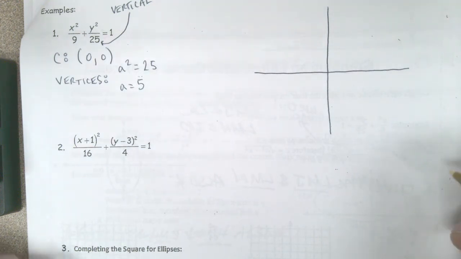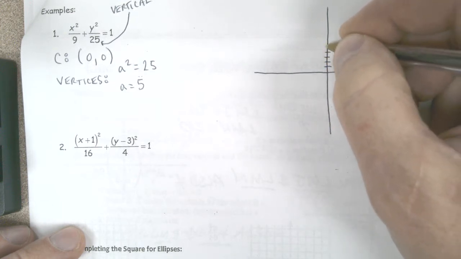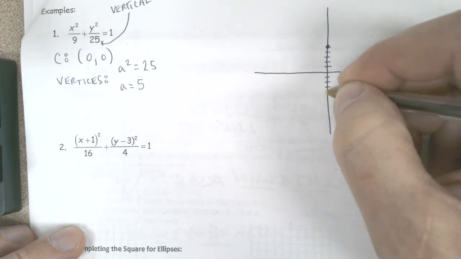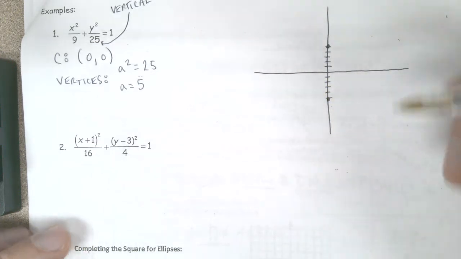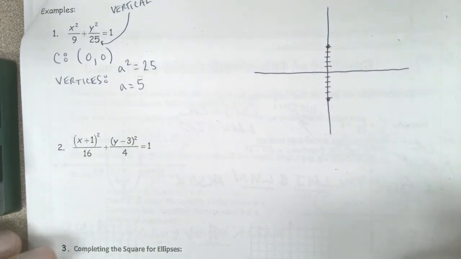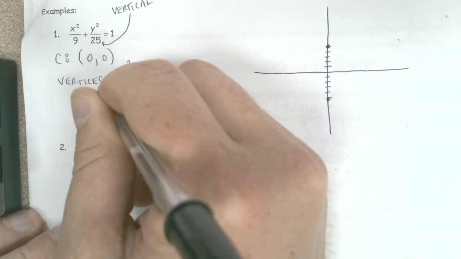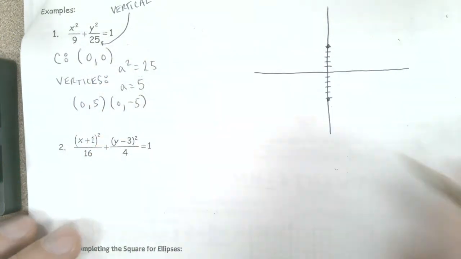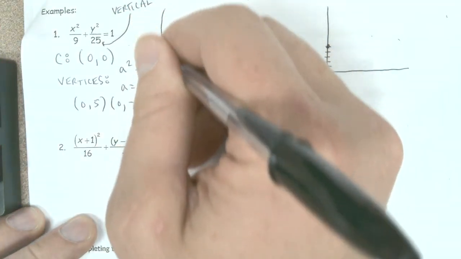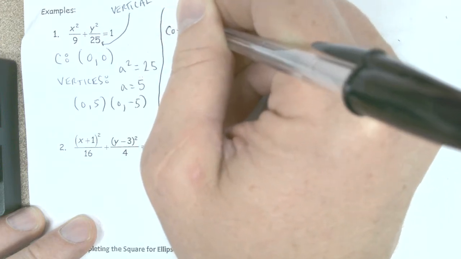Now because it's vertical, that means from 0, 0, we're going to count up 5, and we're going to count down 5. So there's my 2 vertices of my major axis, and those 2 points are 0, 5, and 0, negative 5. Once we find the vertices, then we're going to find the co-vertices, which are basically the endpoints of the minor axis.